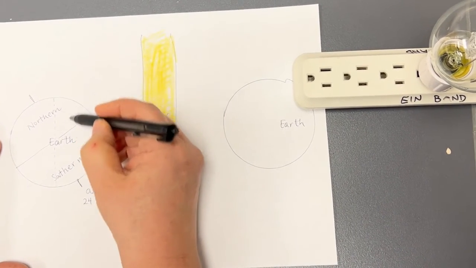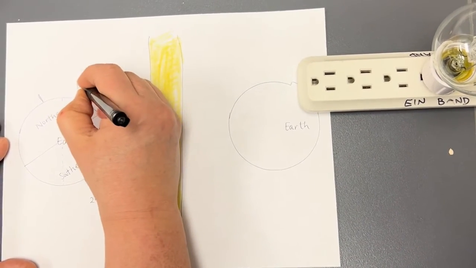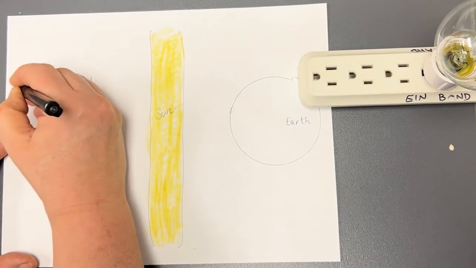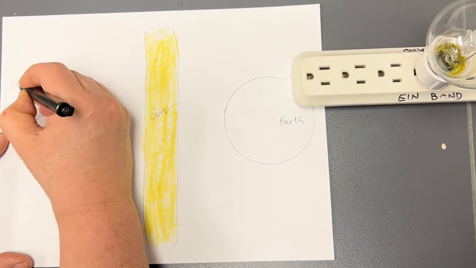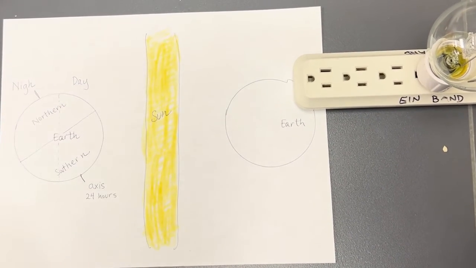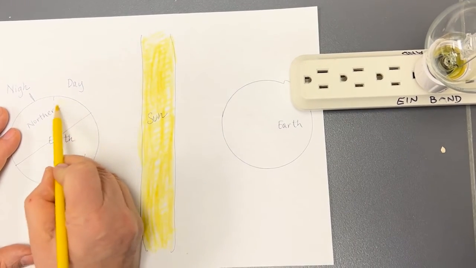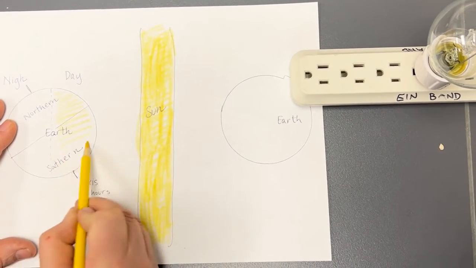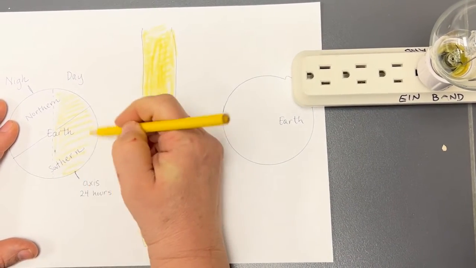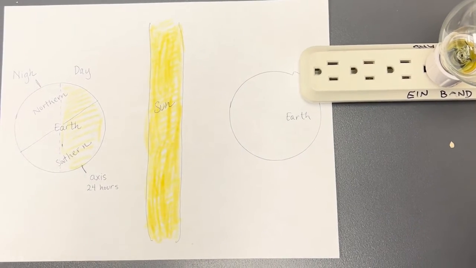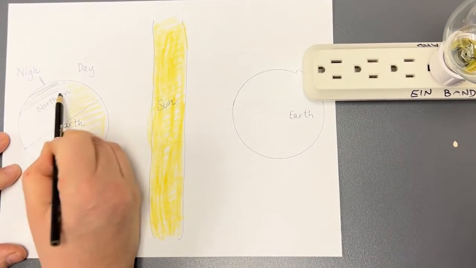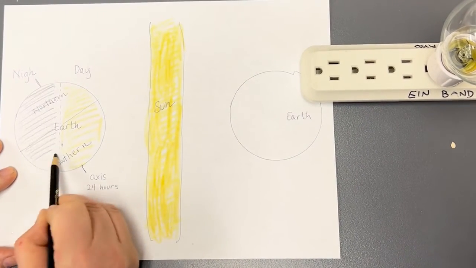And this is going to be the side that's in the light. So we're going to call this side day. And this is the side that's in the dark. So we'll call this side night. And I can color this in. So this side of our Earth is getting the sunlight, and this side of the Earth is in a shadow. The sun is not reaching it.